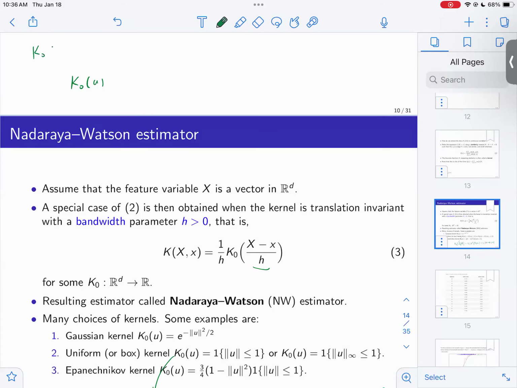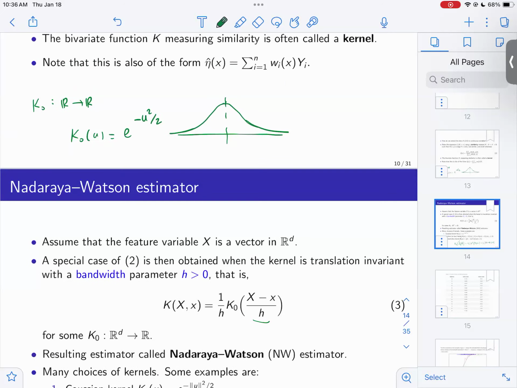Actually, the K0 would be R to R. So this U is univariate. So this Gaussian kernel is e to the minus U squared over 2. If you look at it, it's just something like that. The thing is, I'm interpreting it as a similarity measure. Okay, so things that are here are very similar. Things that are here are not similar.